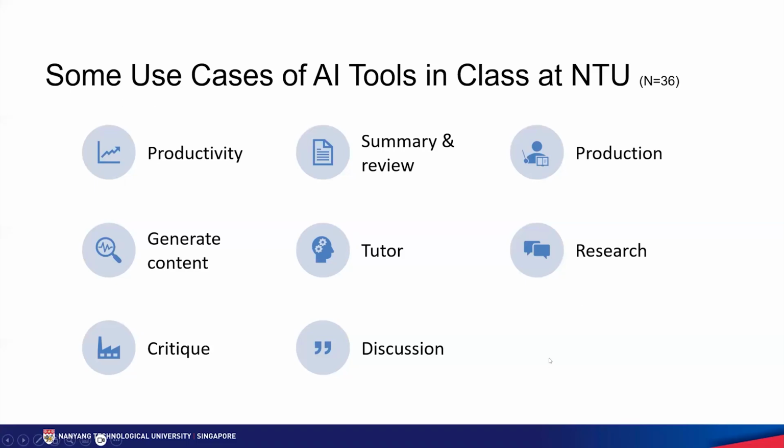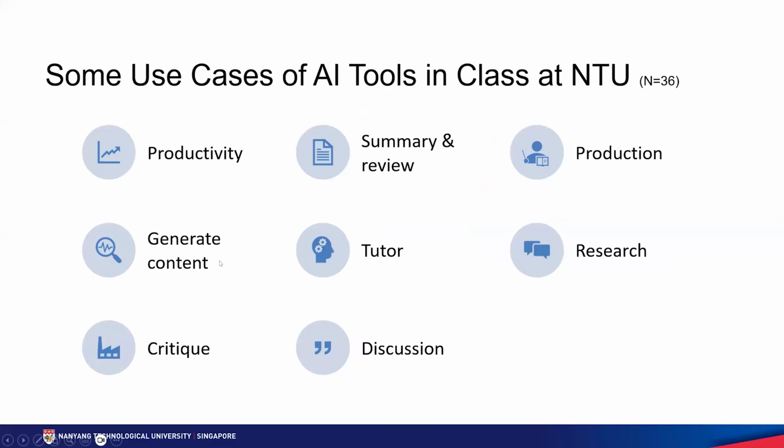For use cases, we asked faculty how they used AI tools, or what changes they made to their courses. These were the different types of things they did. They use AI for increasing productivity, for instance polishing up language. The students may use it to summarize different readings, for instance. For production, they may use Midjourney and DALL-E to produce images and so on.